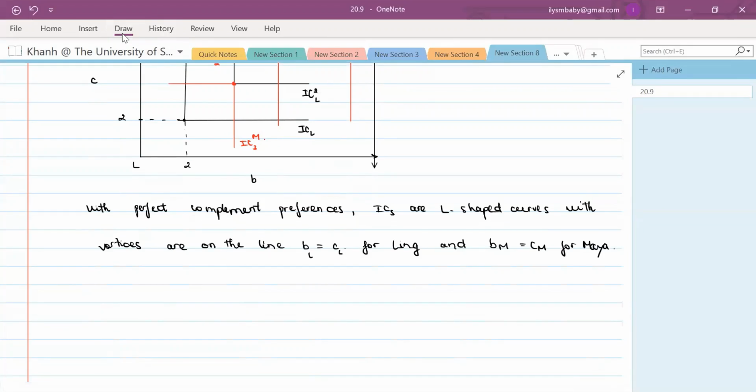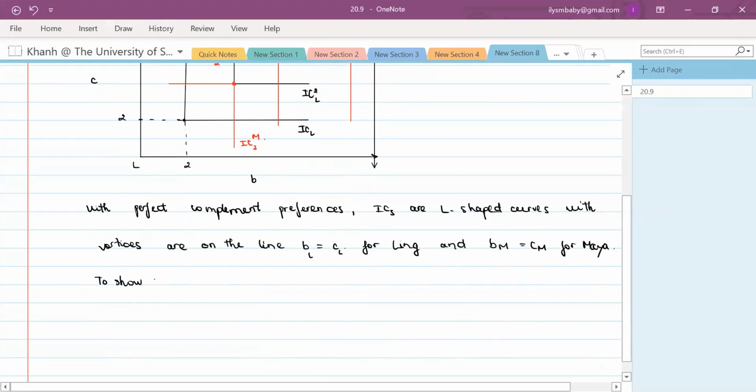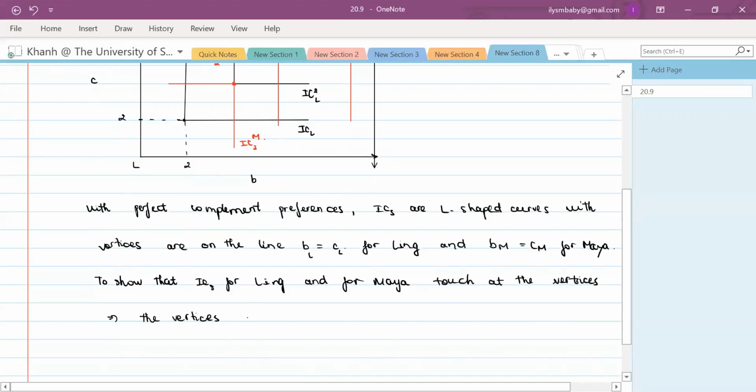So I will say over here, to show that the indifference curves for Ling and for Maya touch at their vertices, then we have to show that the vertices of the indifference curves for Ling are on the same line as the vertices of the indifference curves for Maya.